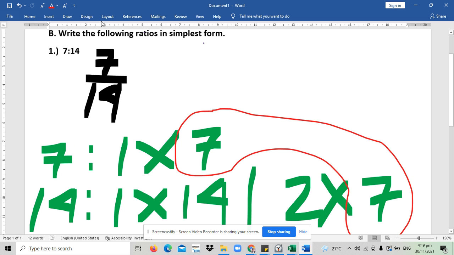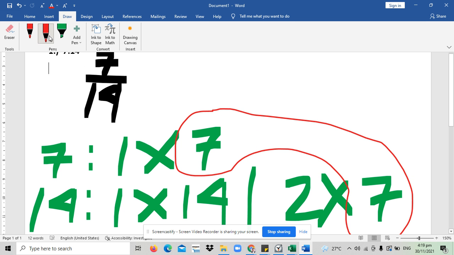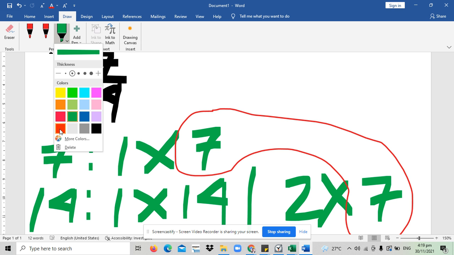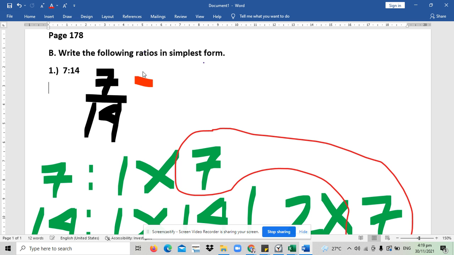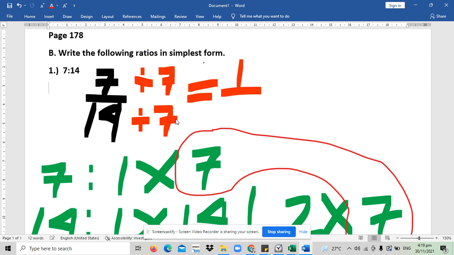And what will we do to 7? That's our next step. We will divide it to both 7 and 14. Very good. We divide it to 7. So 7 divided by 7, and also 14 we divide by 7. And then we proceed. 7 divided by 7 is 1. 14 divided by 7 is 2. So therefore, the simplest ratio of 7 is to 14 is 1 half.